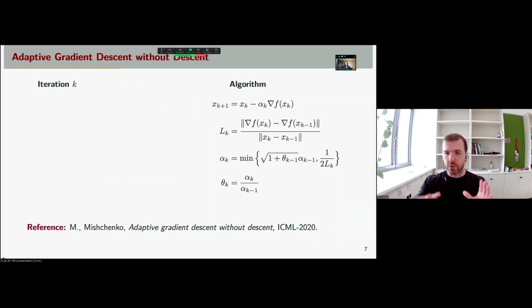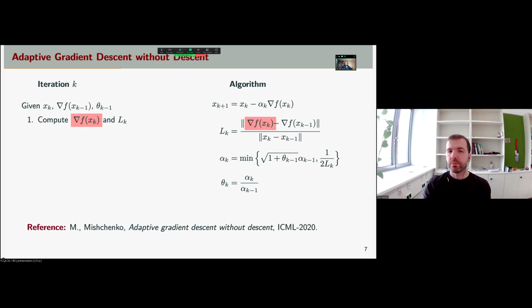So let's repeat again. This is the algorithm on the right-hand side, and now we go step by step to explain everything. So we have the k-th iteration. In the k-th iteration, we have our current iterate xk, we have the previous gradient, and we have some scalar theta k minus 1. The theta k minus 1 is just a ratio between the step sizes, for simplicity of notation.